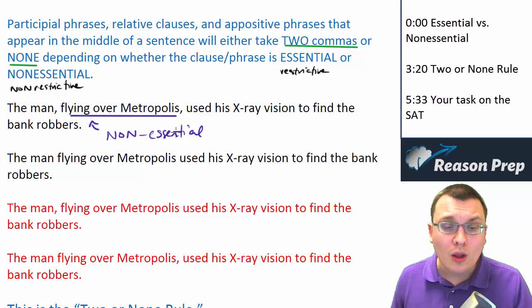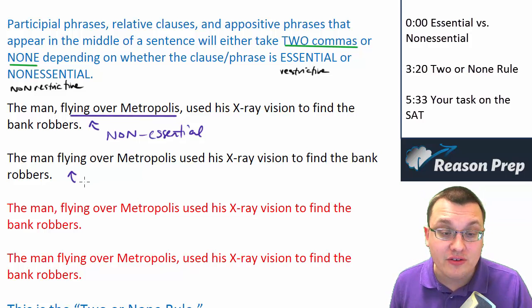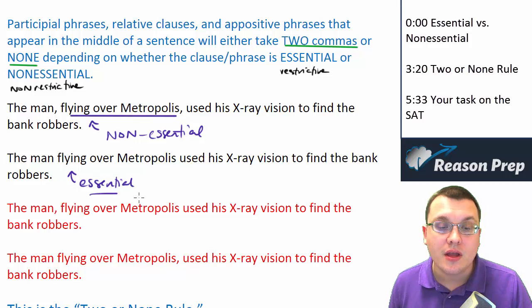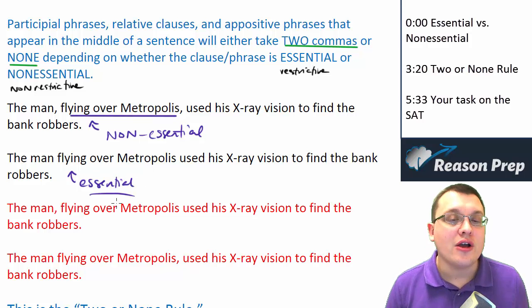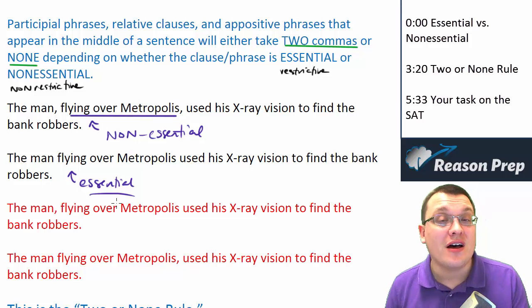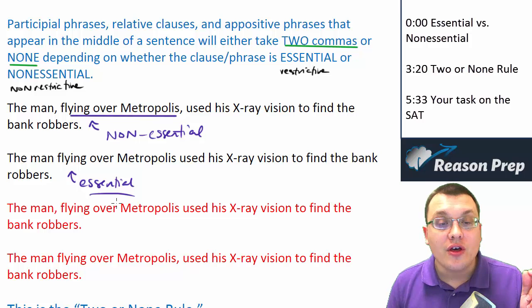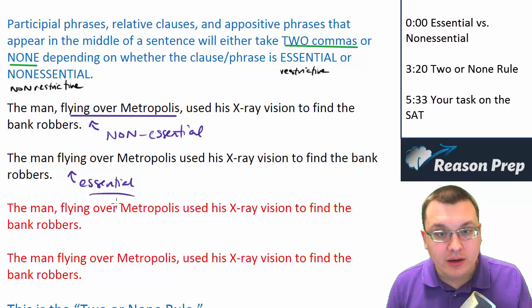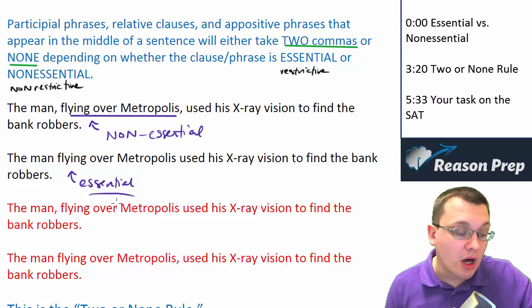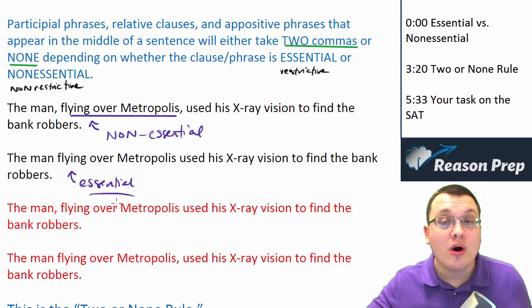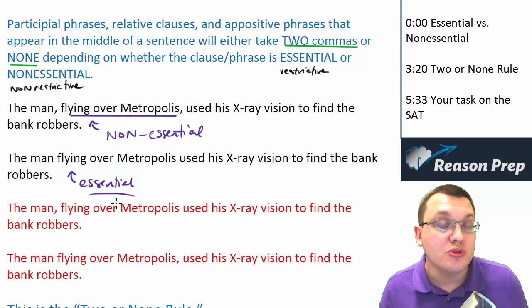Fine. Whereas in this case, where there aren't commas, you have an essential phrase. Because here, with the man flying over Metropolis, we want to specify the exact man we're talking about, right? It's the man flying over Metropolis, that one who uses X-ray vision, not the one burrowing underground, not the one rocketing off into space. It's the man flying over Metropolis who uses X-ray vision.